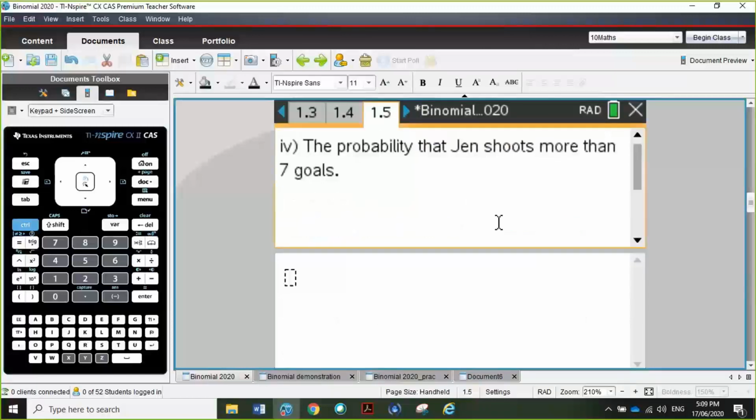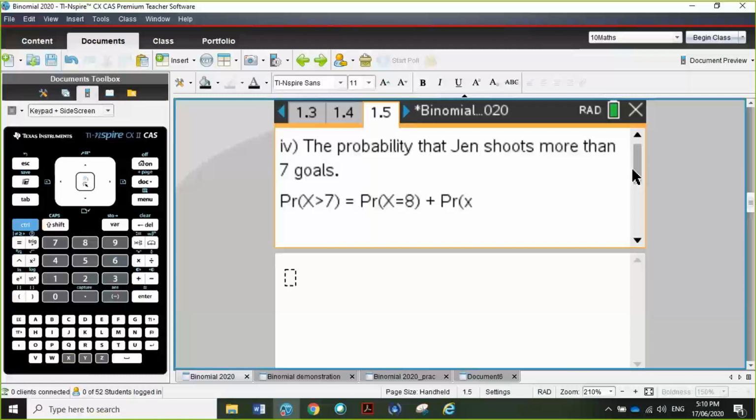The probability Jen shoots more than 7 goals. Okay, now for more than 7 goals, we would have to work out the probability that she scored more than 7, so 8 or 9 or 10. And we could work out those individual probabilities and then add them together. Okay, so the probability that X is greater than 7 would be the probability that X is equal to 8 plus the probability that X is equal to 9 or 10.